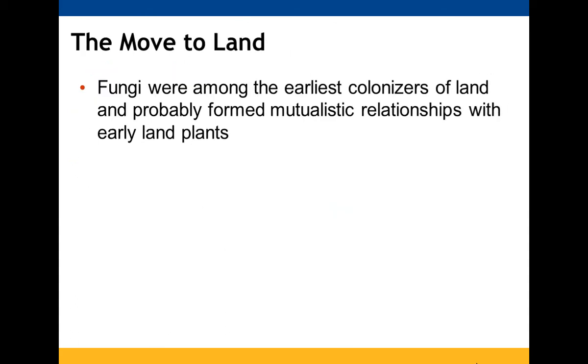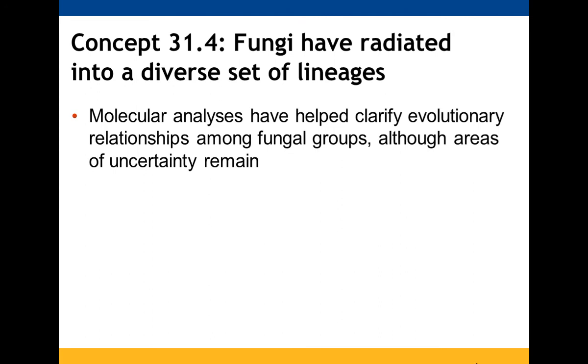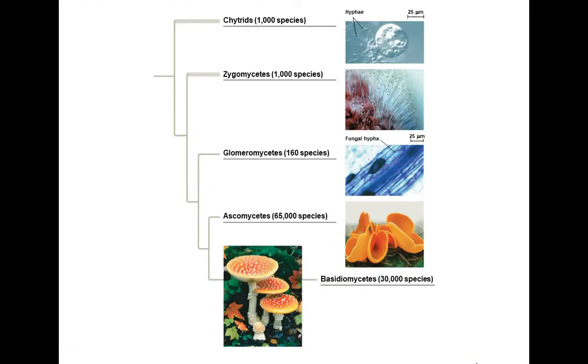It's thought that fungi probably moved to land or colonized land fairly quickly in terms of when the early land plants did, and they formed those mutualistic relationships that we talked about earlier. Again, there are lots of different forms of fungi that are out there. Being able to look at their DNA has helped to clarify what these relationships might be. And again, there's still more research to be done.